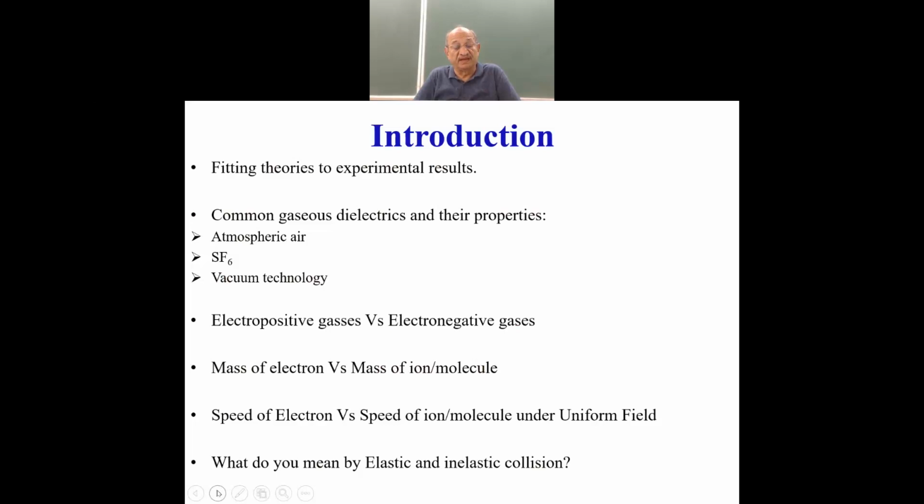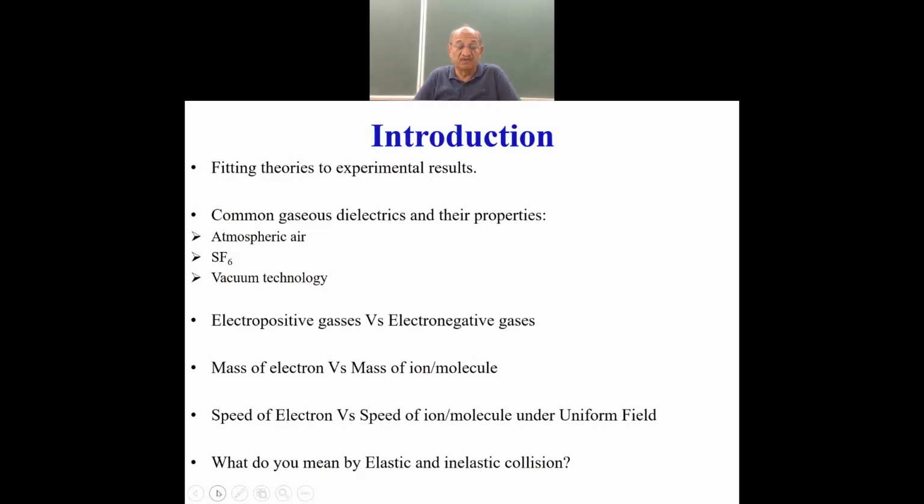As I was mentioning, there are two types of gases: the electropositive gas and electronegative gas. So, for example, nitrogen is an electropositive gas, and SF6 gas is an electronegative gas. That means in electropositive gases, an electron is ejected out from the molecule and leaves behind the positive ion. Whereas in electronegative gases, an electron is absorbed and gives rise to a negative ion. So electronegative gas absorbs the free moving electrons, whereas electropositive gas like nitrogen would eject out and produce more electrons.